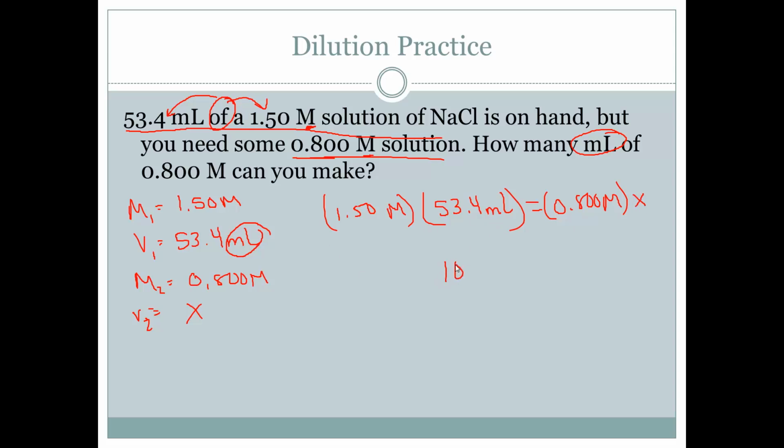You multiply and then divide, and it comes out to be 100.125. We need 3 significant figures because all 3 of these numbers have 3 significant figures. So I'm going to put 100, and I'm going to put a decimal here so that people know that those 2 zeros count. Milliliters.